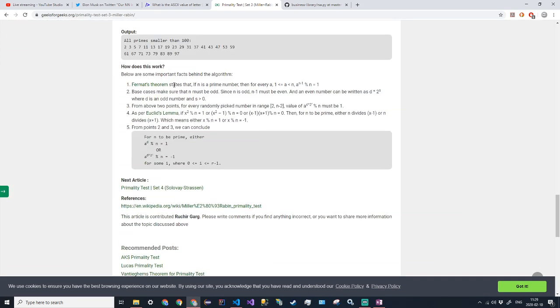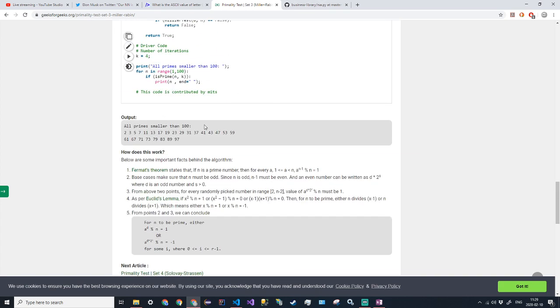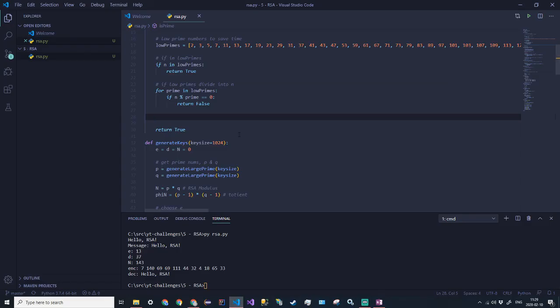So there are important things that have helped prove the Miller-Rabin algorithm. One of them is Fermat's theorem: if n is a prime number, then for every a, 1 is less than or equal to a less than n, a to the n minus 1 modulus n is equal to 1. This is one of the things that stumped me a lot. Let me just write the code, and then I'll try and explain it.